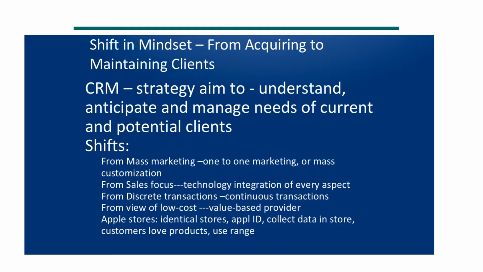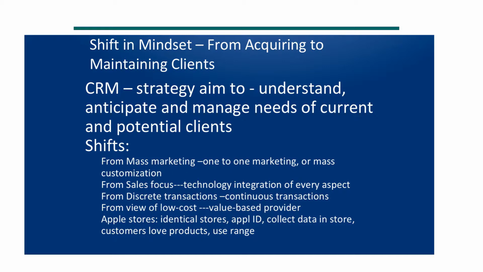So the CRM strategy is really to understand, anticipate, and manage all the different needs that you might have with a client in order to keep them as a client. But it shifts from the mindset of really mass marketing that we've been talking about all term long to more customized marketing, or maybe more like a one-on-one marketing relationship. It's a shift from a sales focus, a routine sales focus, to more of a technology integration of every aspect of the sale. It's a shift from individual transactions to something that's a continuous relationship.